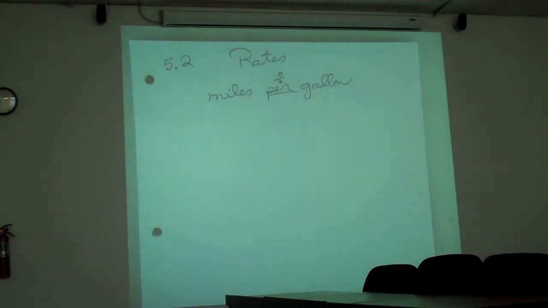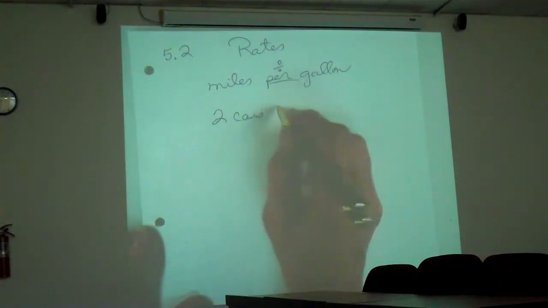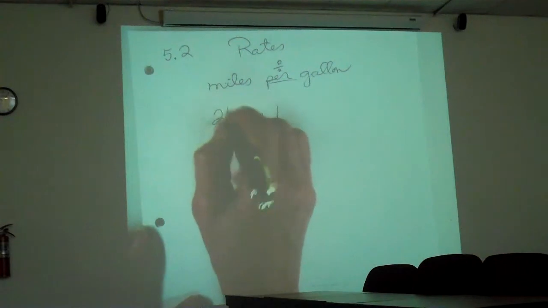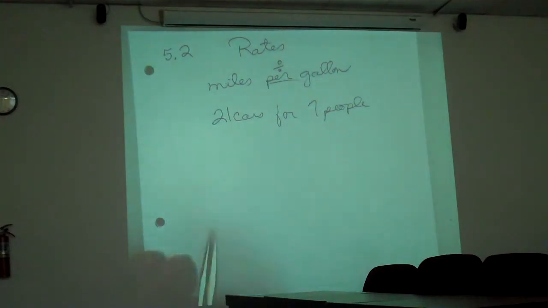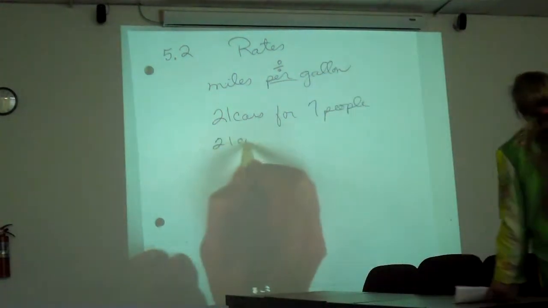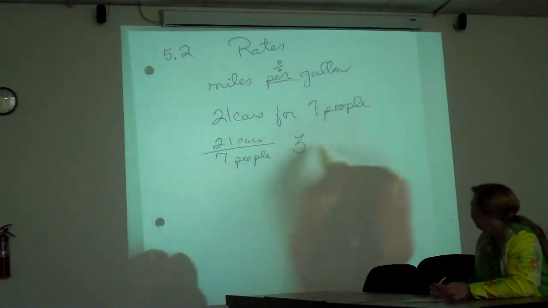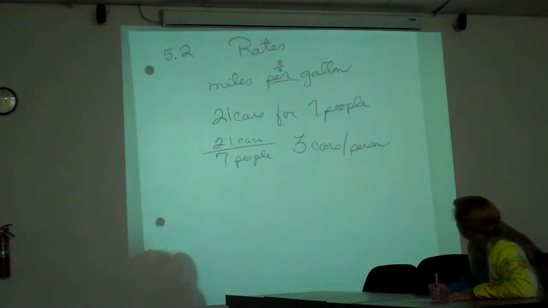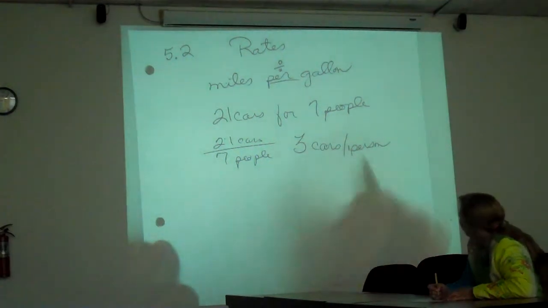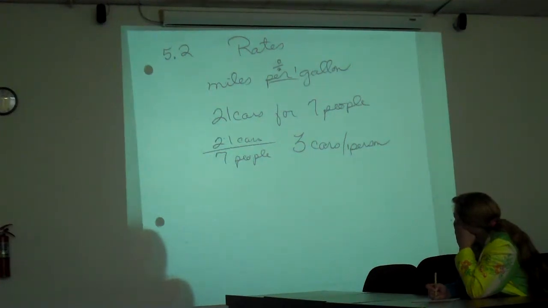Okay? If they tell you there's, let's make it 21 cars for 7 people, you're going to figure out how many cars per person. So you're going to have 21 cars for 7 people. That would be 3 cars per person. Since it's 1 person, you always do it for one of the bottom things. It would be for 1 gallon, for 1 person. So the rates would be for 1.